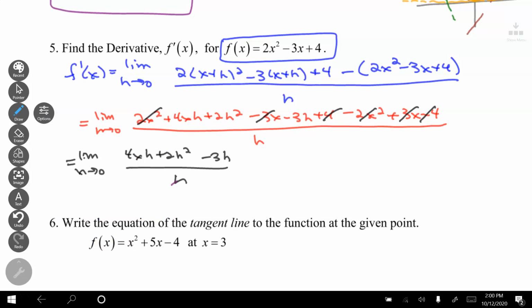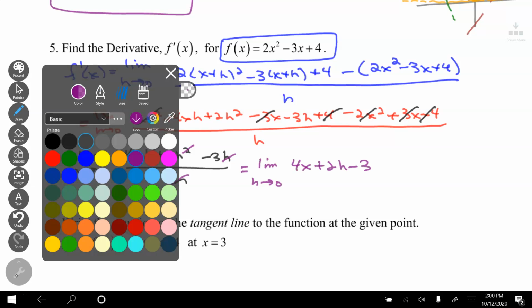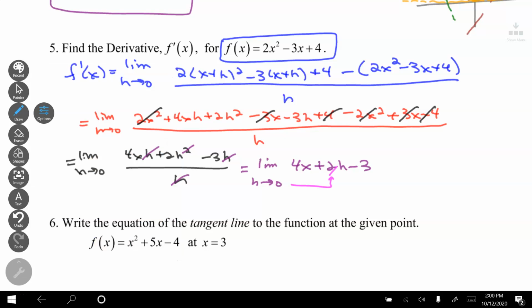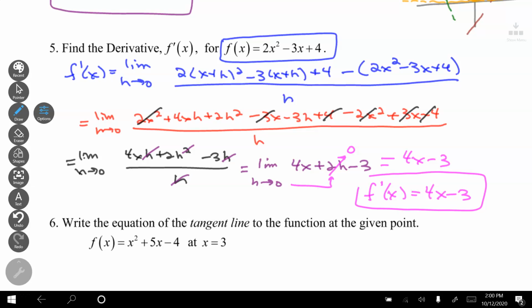And now I can cancel out 1h, 1h, 1h, 1h. And I have the limit as h goes to 0 of 4x plus 2h minus 3. And I know this h goes to 0. So I have 4x minus 3, but I want notation. f prime of x equals 4x minus 3. This is what I want to see at the end.